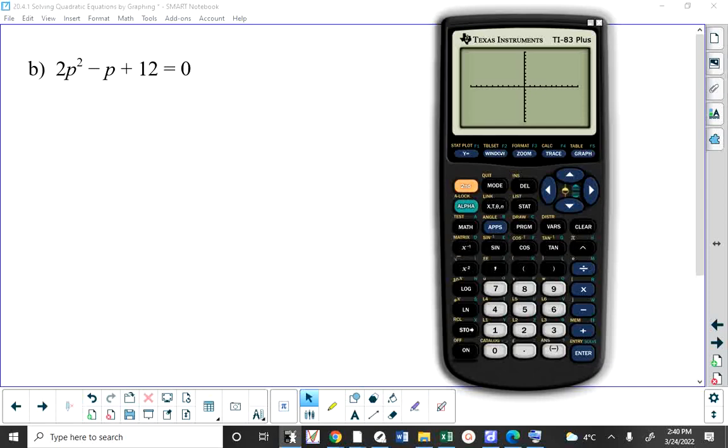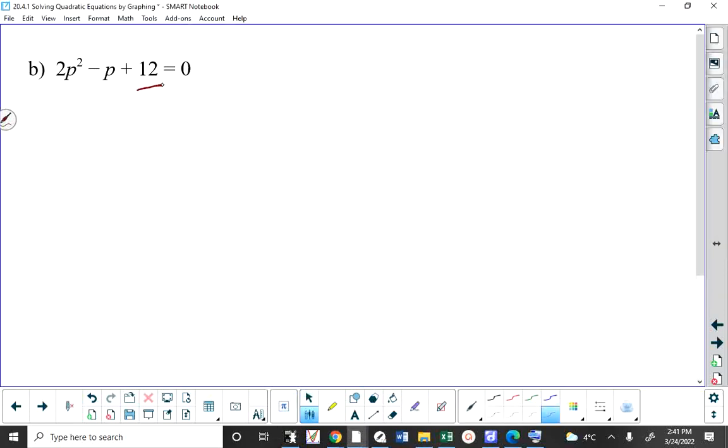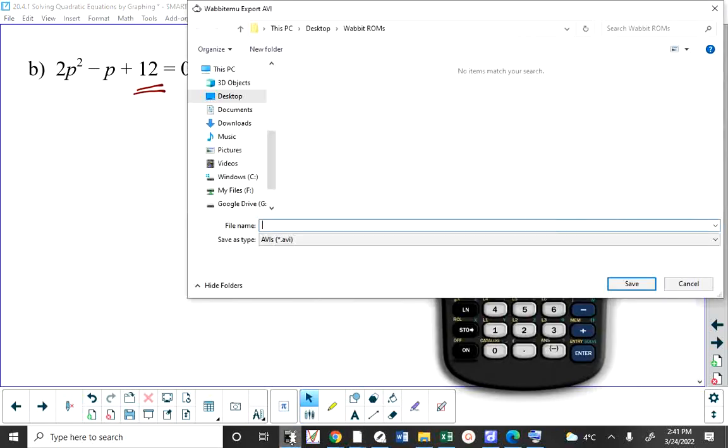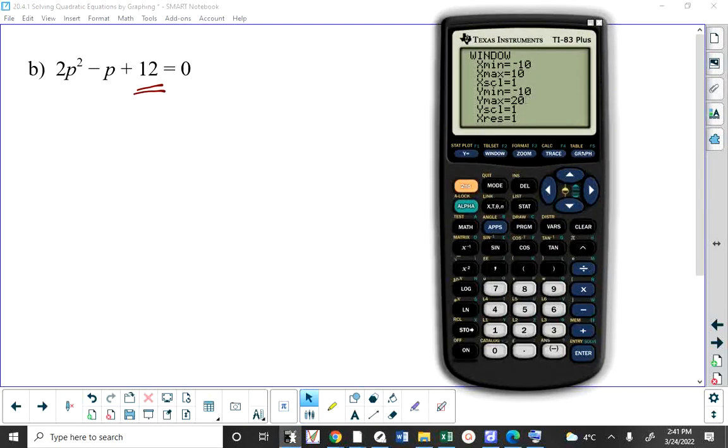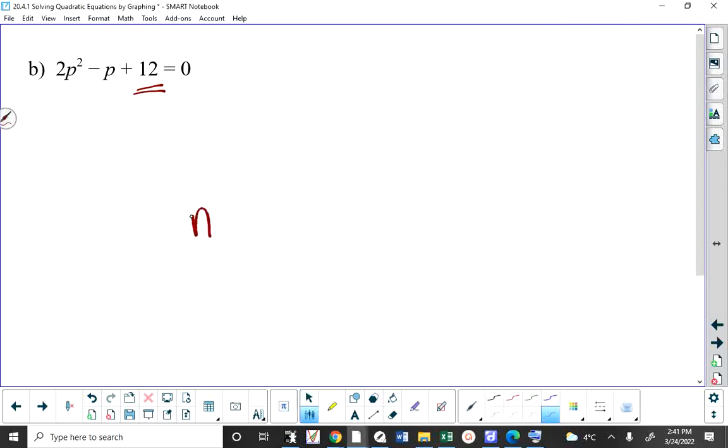If you go to your window setting and look up to a higher value of y, like 20, and why do I even know I want to look up there? Because the y-intercept is 12. It's got to cross the y-axis at 12. I'm still using my knowledge from the previous unit. So when I look at this, there's the parabola. It opens up and it's above the x-axis. It has a positive a and a positive q. There's no x-intercepts. There's no solutions. No roots to that equation.